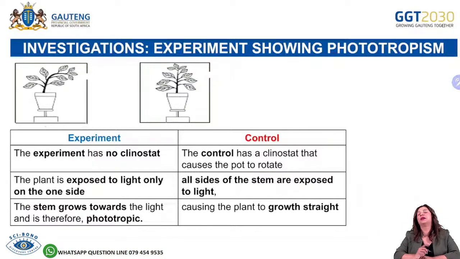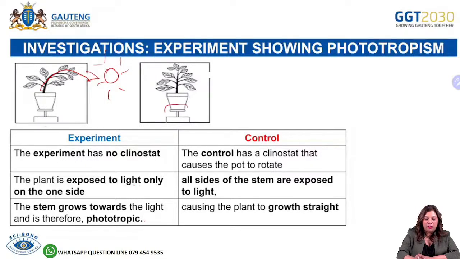Let's look at the diagram. I've got a little tip for you. Most of the time, the diagram with the clinostat where it is rotating is usually the control. Okay? So let's look at it. If you look at this experiment, here there is no clinostat, and the plant is exposed to light only on the one side, and the stem grows towards the light. There we go. The plant is growing towards the light. The light is supposed to be exposed there.